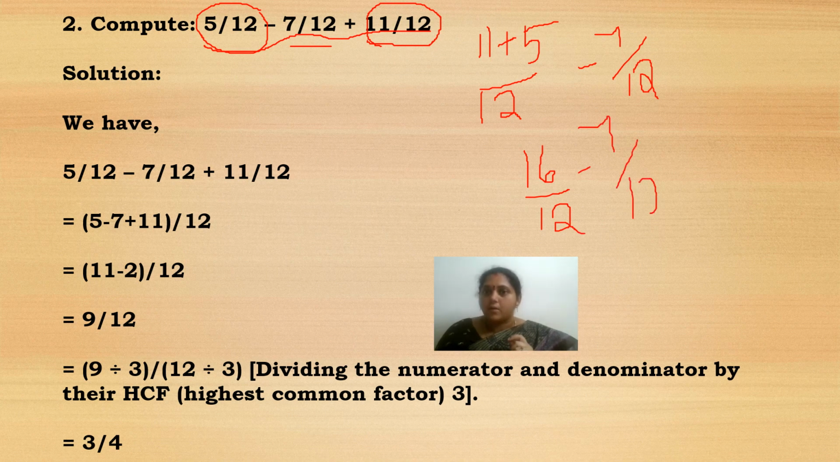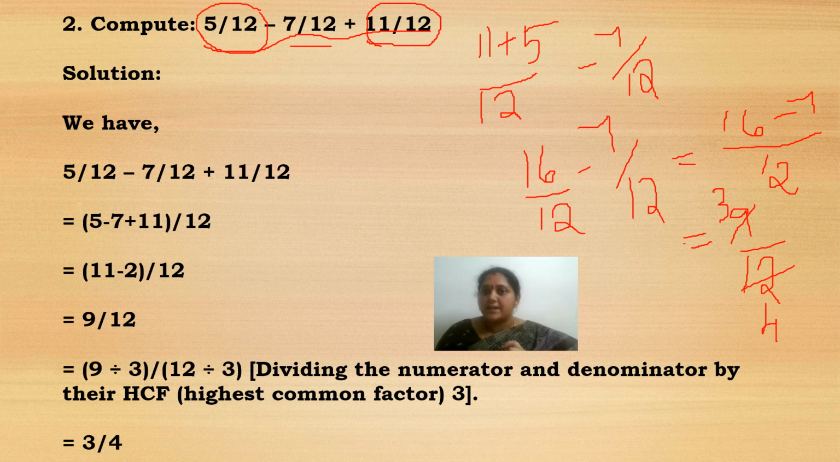Right? Now write your numerators as 16 minus 7 and your denominator will be the common denominator, that is 12. When you are subtracting 16 minus 7, you will get your answer as 9 by 12. This is your fraction, and 9 by 12 can be cancelled in which table, Nana? 3 table, right? 3 3s are 9 and 3 4s are 12, and your fraction will be here 3 by 4.